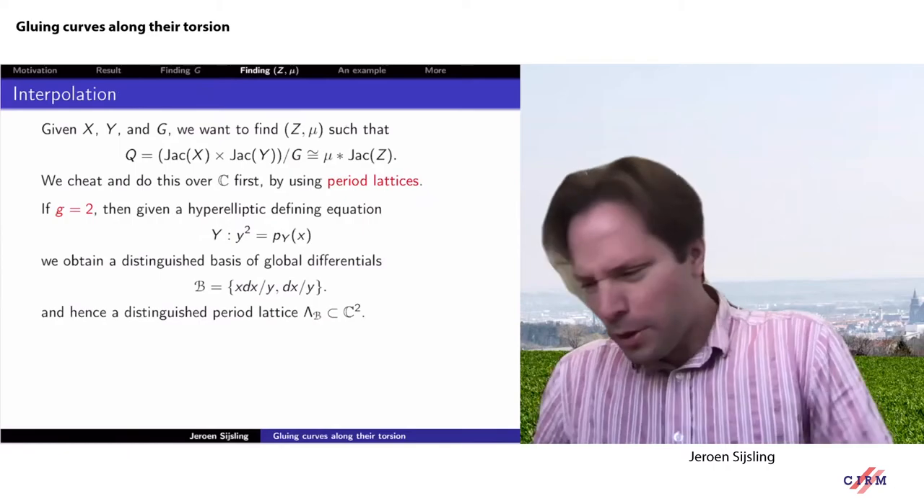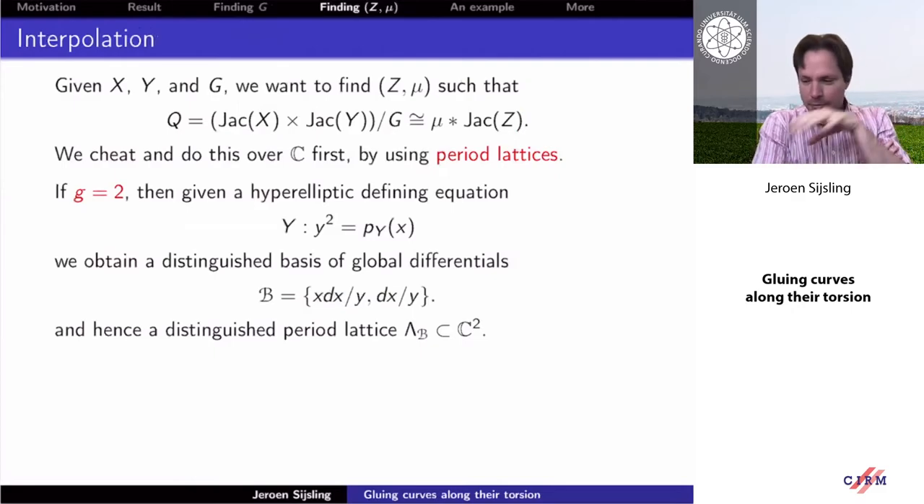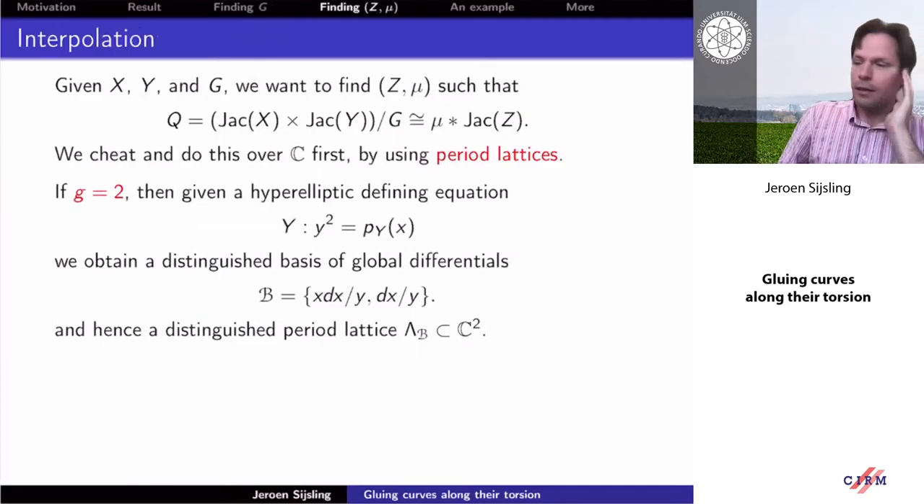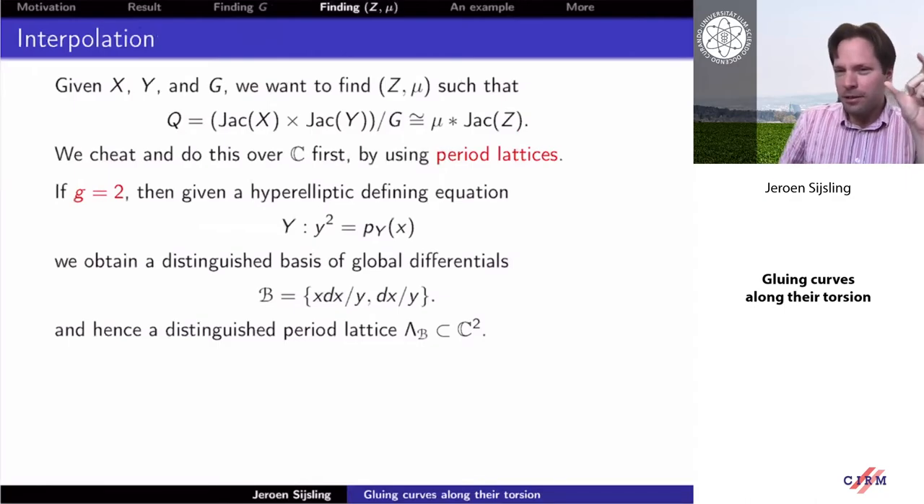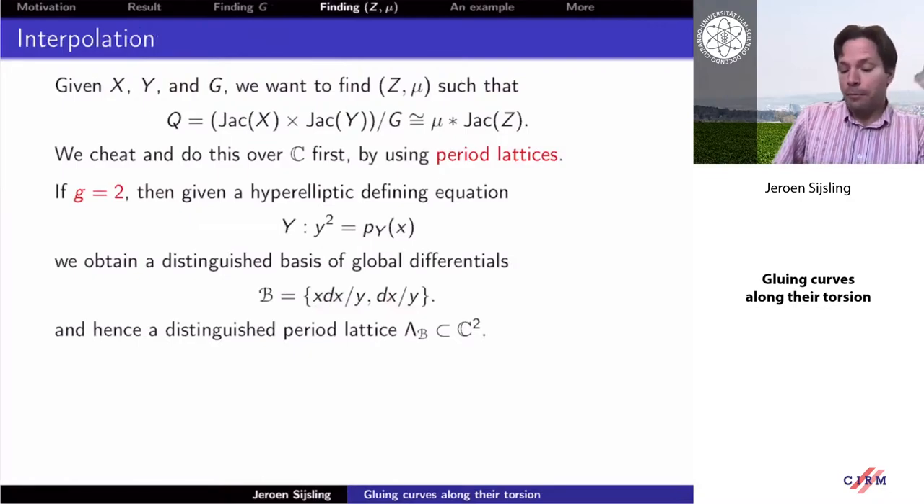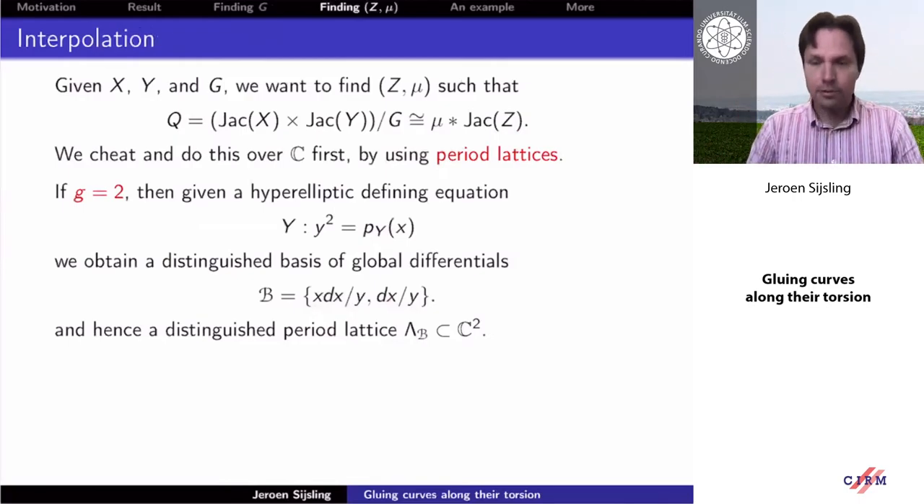And what you do is you think very carefully about what it means to have a period lattice. If you have a really distinguished period lattice, that turns out to give you quite a lot of information. Namely, for example, if your genus is 2, then you can look at a hyperelliptic curve, but let's not just look at it up to isomorphism. Let's look at it in the following way: someone really gives you an equation, a distinguished equation. If someone gives you an equation, you get a basis of global differentials that is picked out by it. From that, you get a distinguished period lattice, just the integrals of those differentials with respect to the homology.